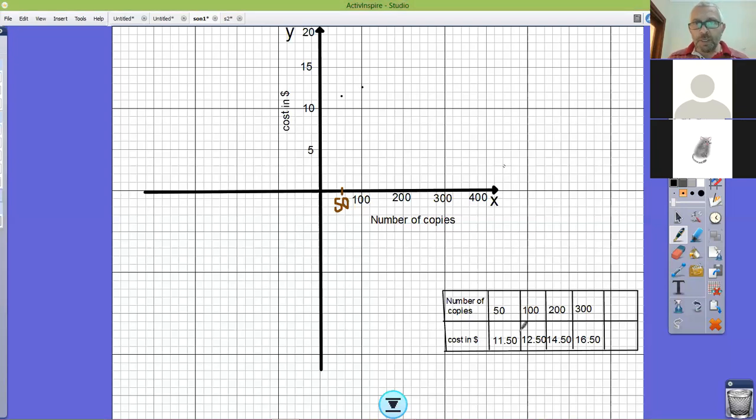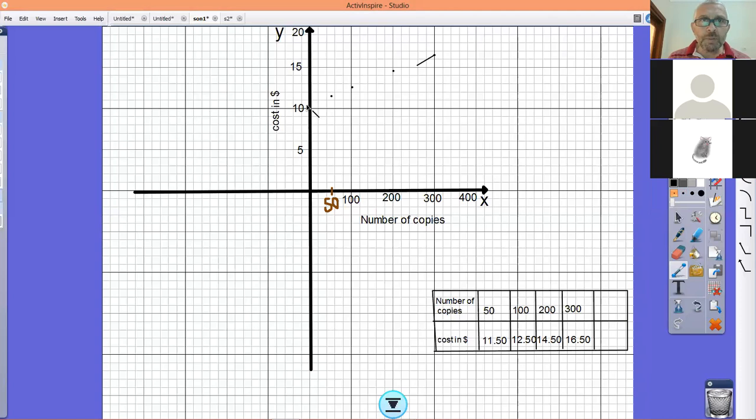Okay. Now if I have 200, it will be 14.50. 200, 14.50. I think it will be this point. If we want to print 300, we should pay 16.50. Okay, 300 and 16.50, this one. Now I am going to draw the line here. Let's try to draw it from here. It goes like this. Now this is our line.